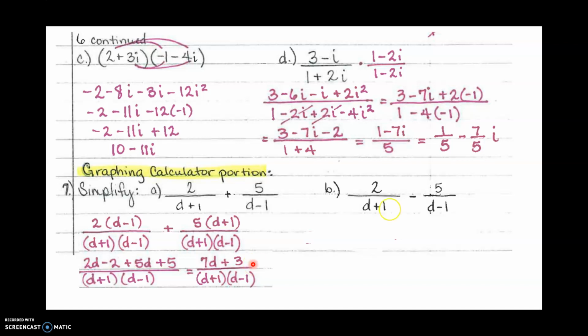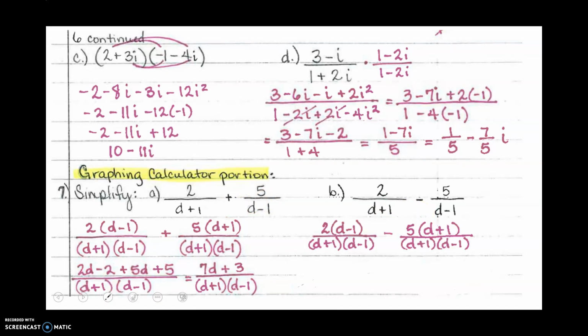All right, for the second one, it's the exact same thing. The only difference is instead of a plus, we've got a minus. So we're going to start the same way with getting that common denominator. And this is identical, and this is identical. The only thing different is that instead of addition, we have subtraction. So we have to be careful to distribute this negative to everything that comes after it.